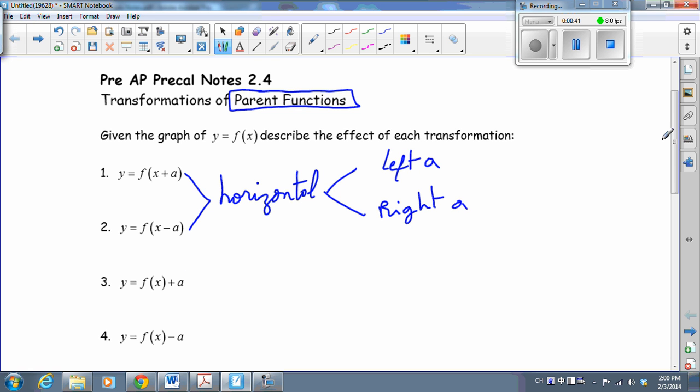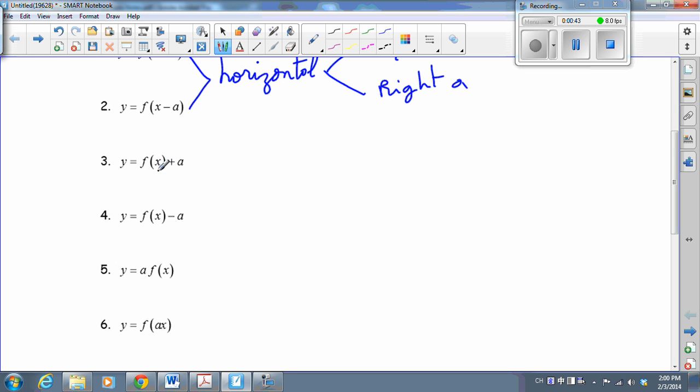Now, for 3 and 4, this time the value is on the outside. For both of them, those will be your vertical shift. When I say horizontal and vertical, I'm talking about vertical and horizontal shift. Now, the positive one is when it goes up a units, compared to the negative one, which is when it goes down a units.